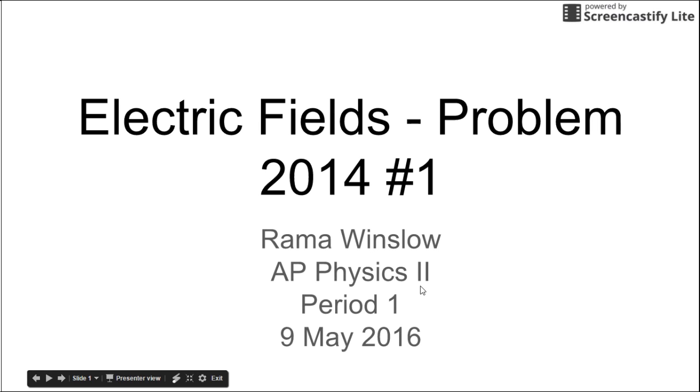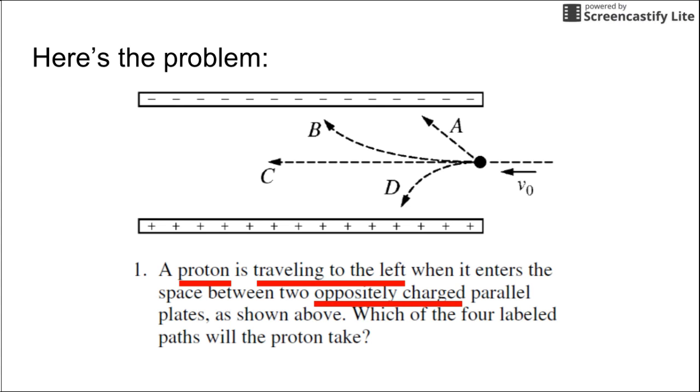This is a video about the electric field problems in the AP Physics 2 multiple choice review, obviously entitled electric fields. So here's the problem. We've got a picture of a proton. The proton is traveling left when it enters a space between two oppositely charged parallel plates, as shown above. Which of the four labeled paths will the proton take? So that's what we're trying to figure out.